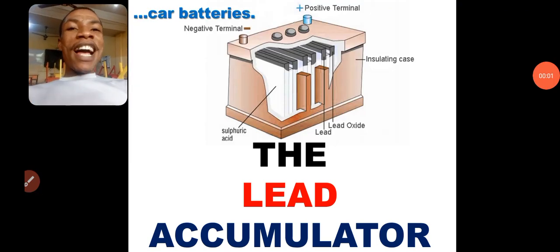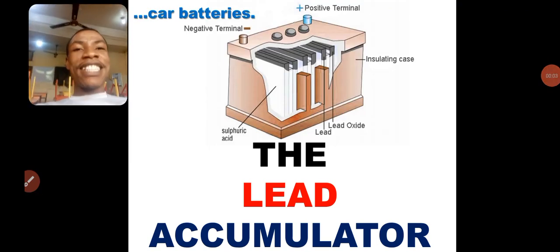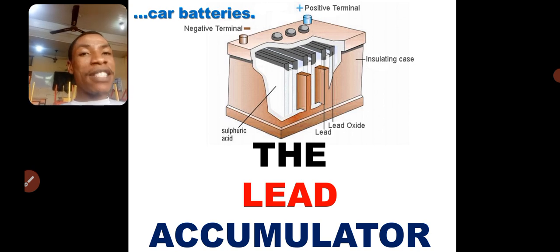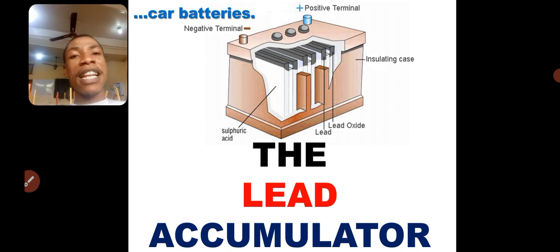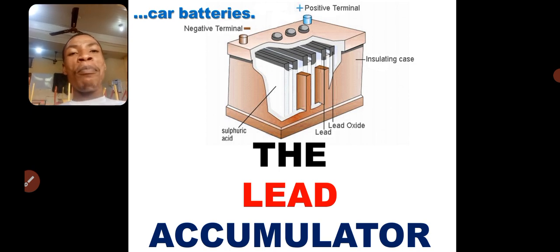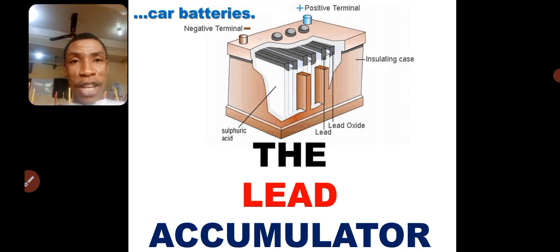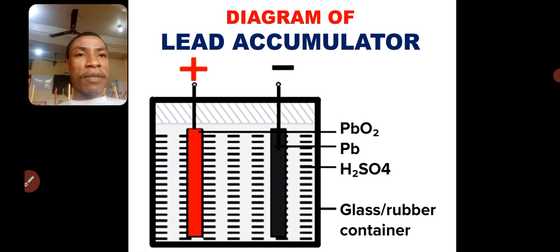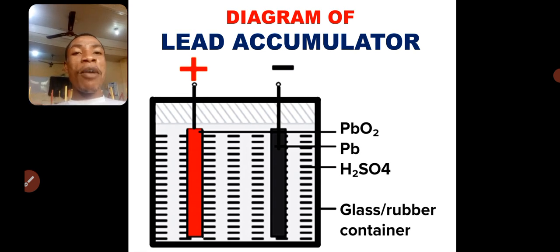That's the cause, and in this video we'll be looking at the lead accumulator, which is an example of a secondary cell. In the previous video we looked at the primary cell, the Daniell and the Leclanché cell. So this video will be devoted to peeping into the mechanism of the lead accumulator, normally called car batteries. So you can draw this diagram in your notes.